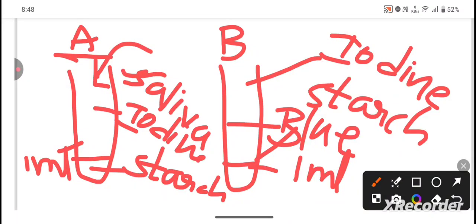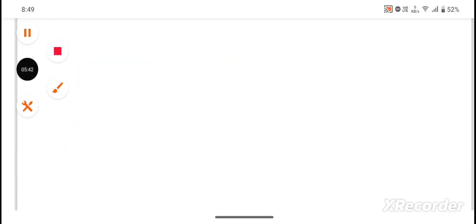Why? Because we have added saliva in test tube A. The salivary amylase present in the saliva reacts with the starch solution and breaks down the starch into simple sugars. That's why there is no color appearance in test tube A. While in test tube B there is no source of salivary amylase, so the starch solution remains the same. So when you add iodine solution, there is an appearance of blue color. With this activity we can understand that salivary amylase breaks down starch into simple sugars.